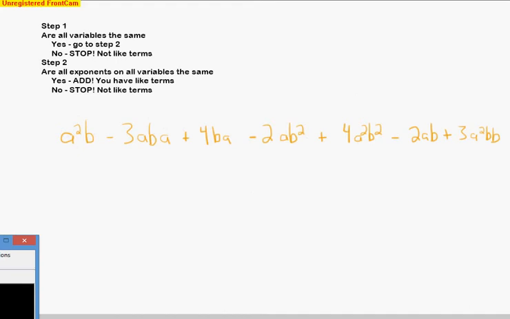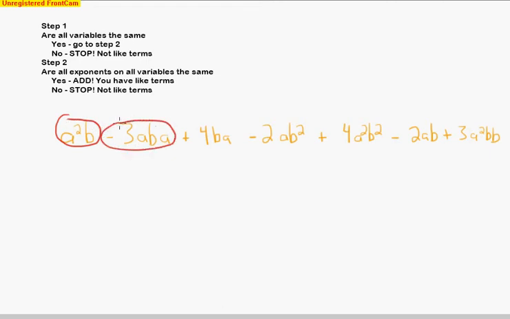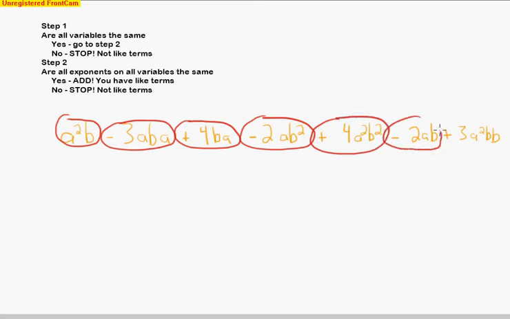Alright, another example. Just tried to make this one with a bunch of terms, and I don't think it's going to confuse you, but here's a term. Here's another term. A bunch of terms in this expression. In fact, 1, 2, 3, 4, 5, 6, 7 terms. Directions are going to be simplify.